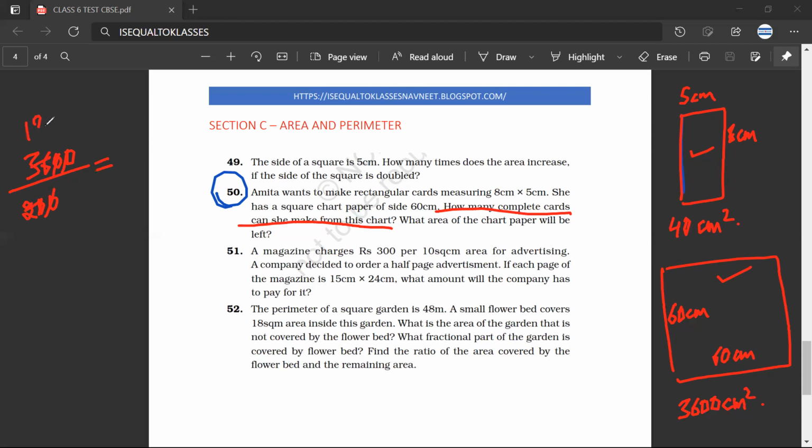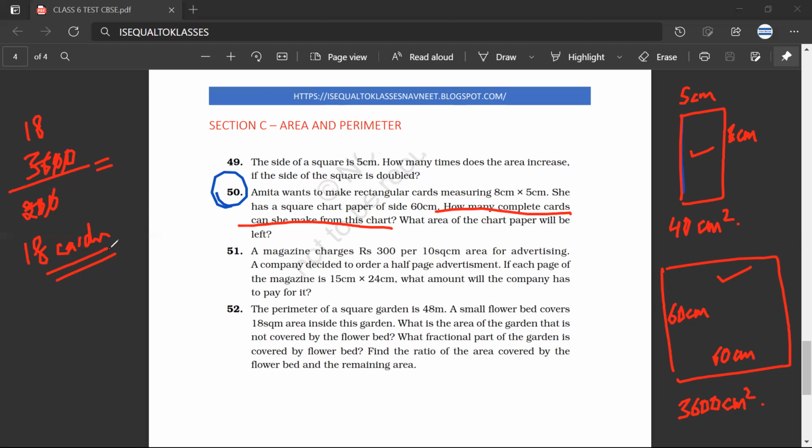So I need 18 cards. Mr. Sarthak, am I correct? Sir, is the answer 18 centimeter? Is the answer 18 cards? So I got 90 cards. Why? Because I divided 3600 by 40.